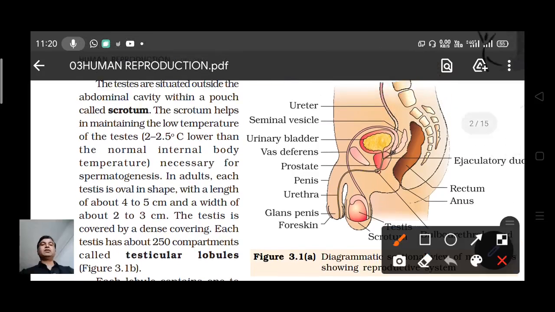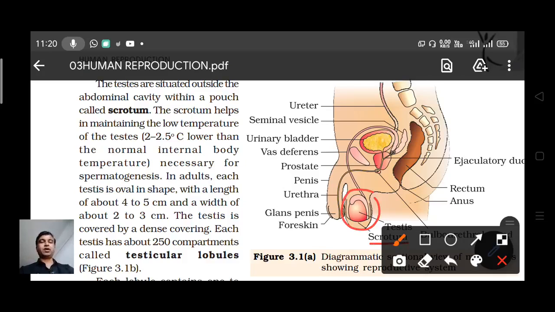Now, the testes are situated outside the abdominal cavity within a pouch called the scrotum. The scrotum helps in maintaining the low temperature of the testes, that is 2 to 2.5 degrees Celsius lower than the normal internal body temperature. So this is the scrotum. Yes, it is shown here.